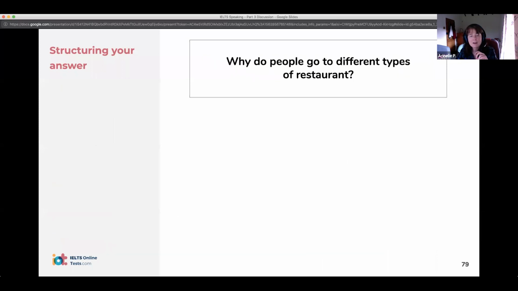Okay, so let's have a look at a different kind of question. The other one we were looking at is why, so giving reasons. Why do people go to different types of restaurant? So how might we start our answer, given that this is a giving reasons question?